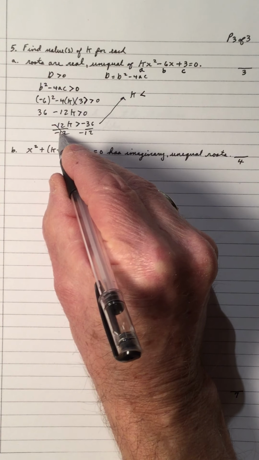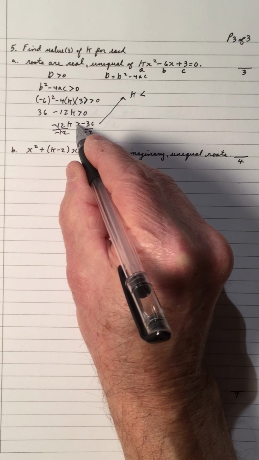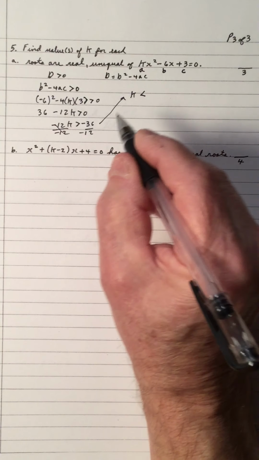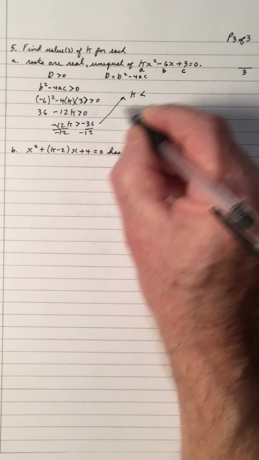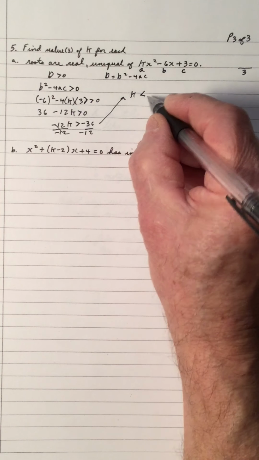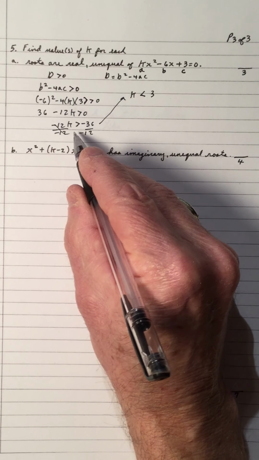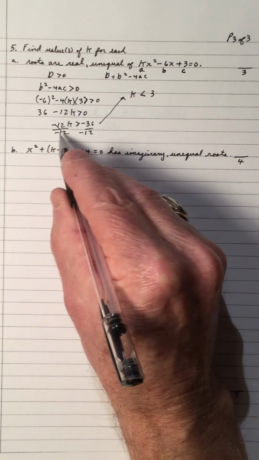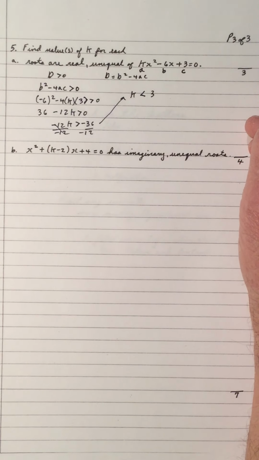Again, when you divide by a negative number in the last step, you change the sign from a greater than to a less than. So this sign changes because we divide by a negative. And negative 36 divided by negative 12 is 3. So this was discussed in my unit on graphing linear inequalities. When you divide an inequality by a negative number, you change the direction.